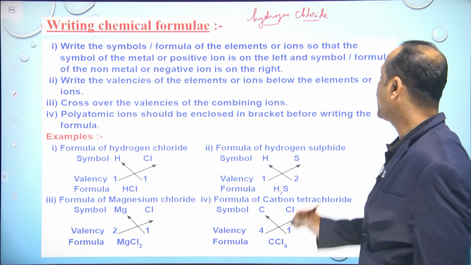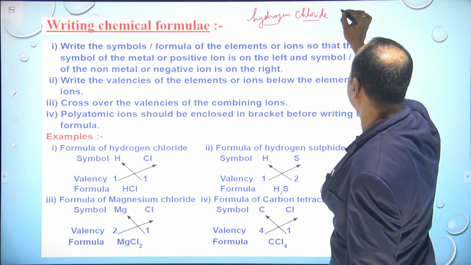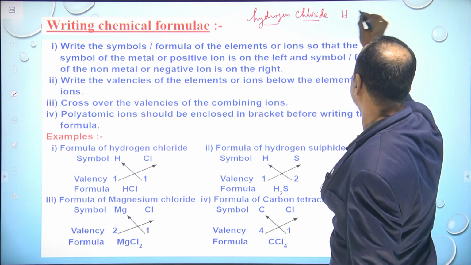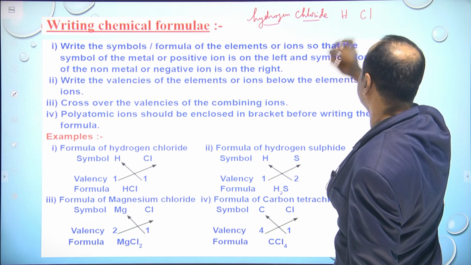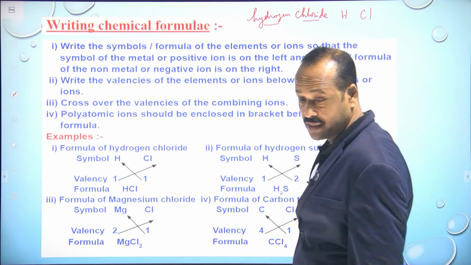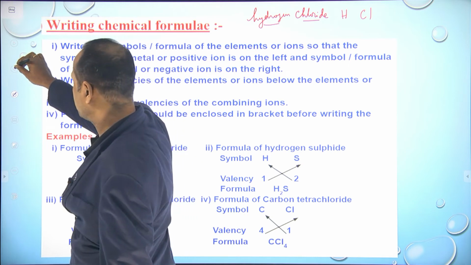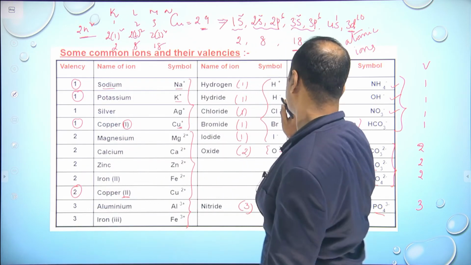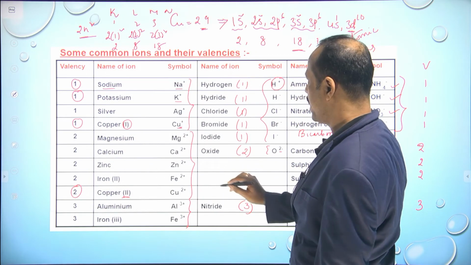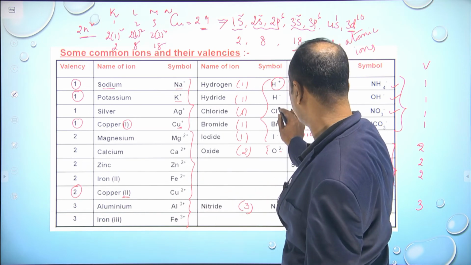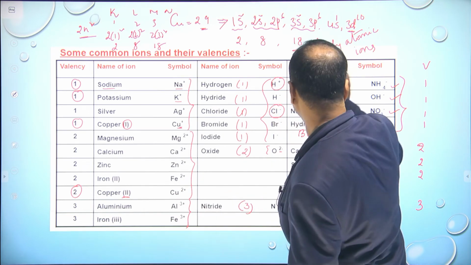Okay, so hydrogen symbol is what? H. Chlorine symbol is what? Cl. Then you have to check what is its valency. In the previous step, hydrogen is +1 and chlorine is -1. So you have to write like this.